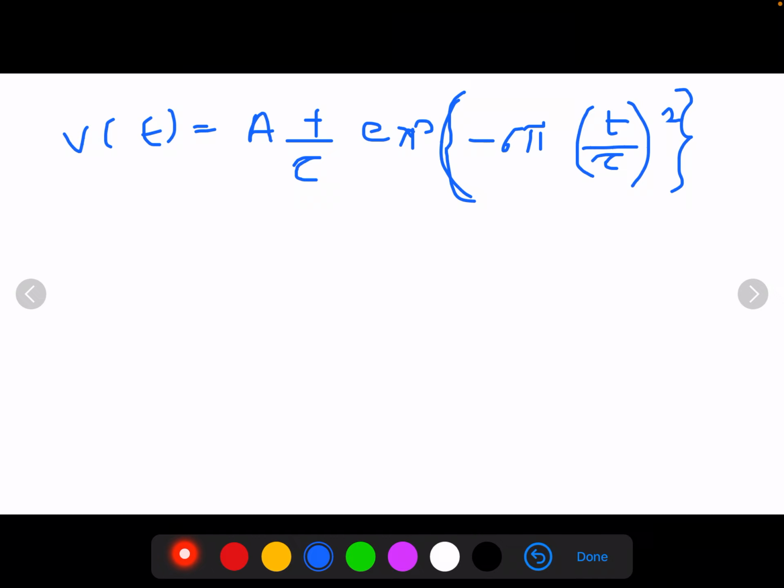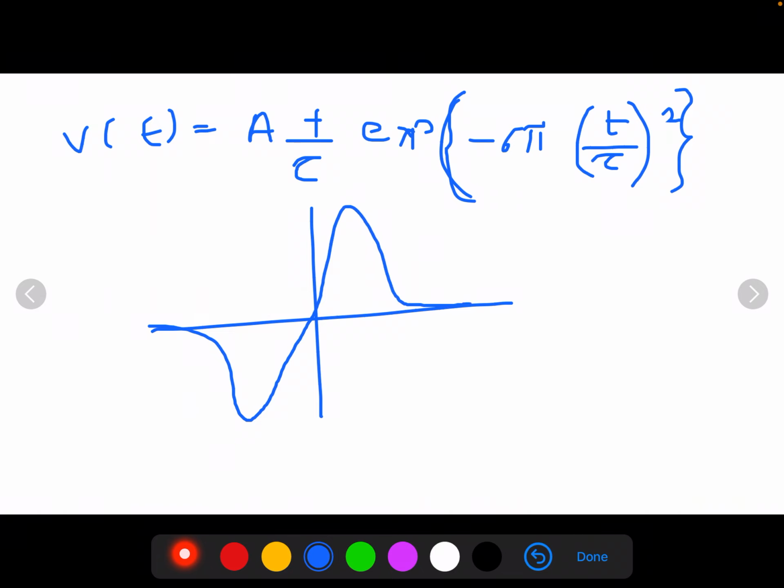It consists of a negative lobe followed by a positive lobe, something like this. Negative lobe and then a positive lobe, with a total pulse width of approximately tau. For impulse radio application, the pulse width tau will be between 0.20 to 1.5 nanosecond.